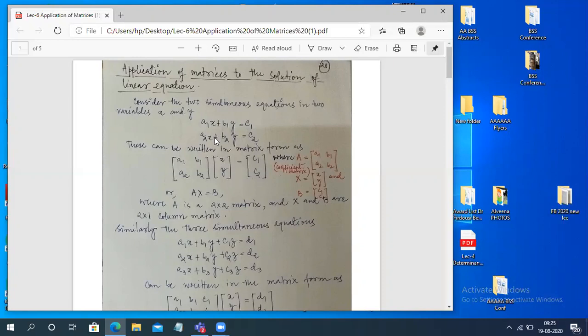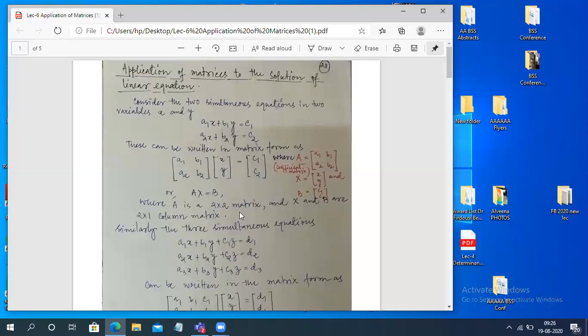So this given system of linear equations can be written in the matrix form as AX is equal to B, where A represents your coefficient matrix formed with the coefficients of the given unknowns. Capital X is the column matrix with the unknowns, that is here x and y, and B is the column matrix formed with the constants given on the right hand side of the given equations.